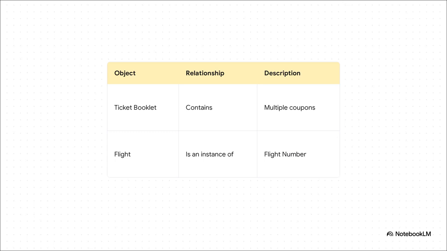For example, what even is a ticket in our system? This model tells us a ticket booklet is made up of multiple coupons. Simple enough? And what's a flight? Well, the very specific flight, PK 708 on January 26th, that's an instance of the more general idea of a flight number, PK 708. This map defines the fundamental stuff our system is built from.